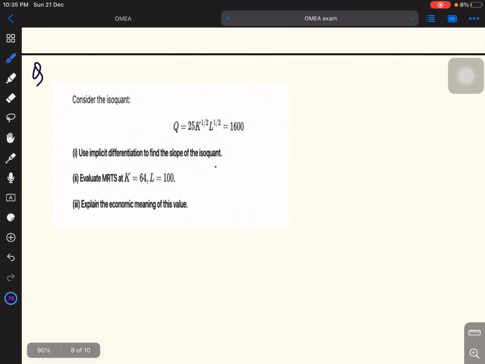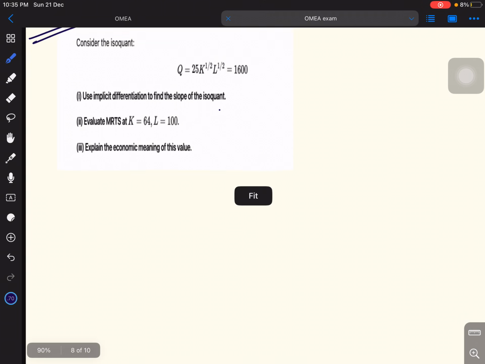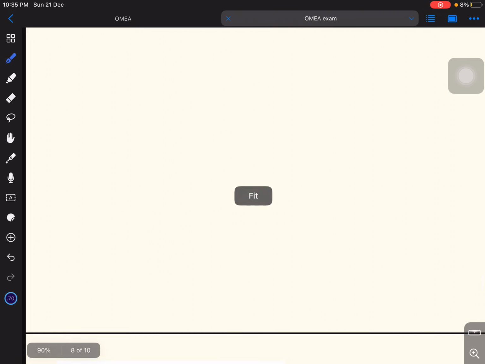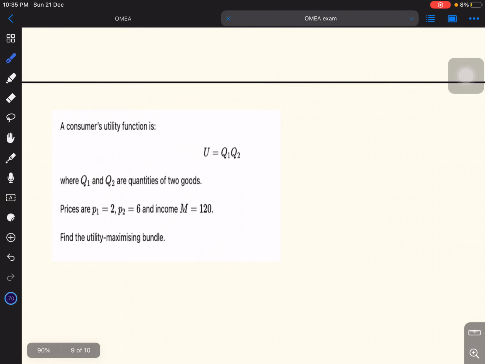Let's look at the next question. Consider the isoquant 25. This is similar to the above one, so you can do it easily. Let's look at another type of question.